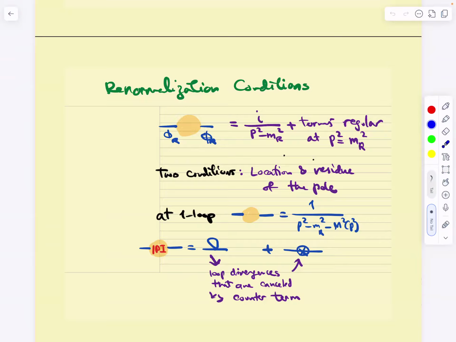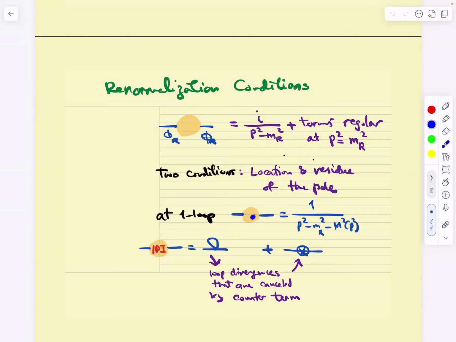Because this establishes a dictionary between the theory's variables and the physical variables, right? So, for example, the propagator for phi r is going to be i over p squared minus m_r squared plus terms regular at p squared equals m_r squared. Because we said that almost by definition, the pole of the propagator is the physical mass. Now, to have this condition, it's not just the pole. It's actually two conditions. One is the pole, the other one is the residue.